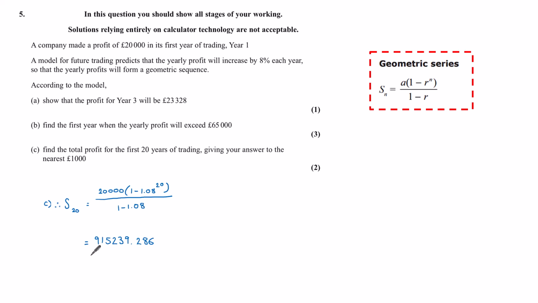Putting this into my calculator, I get a value of 915,239.286. And so to the nearest £1,000, the first 20 years of trading gives me £915,000.